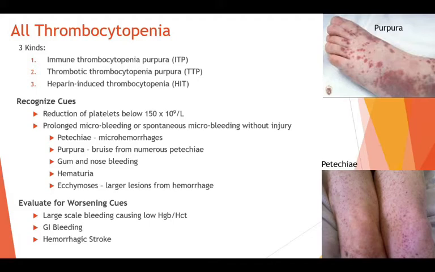So a little bit of blood in the urine, large bruises, those are from larger bleeds. So those are what we're seeing when we don't have our platelet plugging. Of course, if your platelets drop too low, you could have large-scale bleeding, evidence of GI bleeding. You could have strokes in your brain if you have damage to one of your brain blood vessels that doesn't get plugged up. You can bleed into your brain. So those are worsening cues of a thrombocytopenia: GI bleeds, hemorrhagic strokes, and large-scale bleeding.